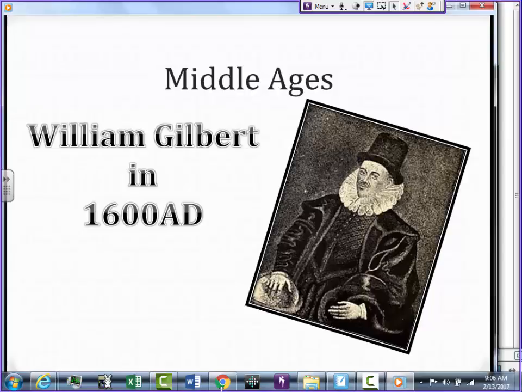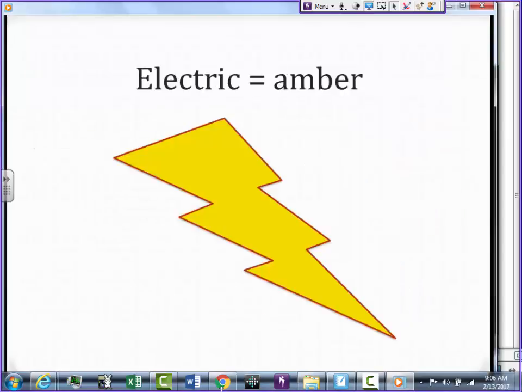He wanted to come up with a good scientific explanation for these ancient discoveries. He was actually the first person to use the word electric, which is a variation of the Greek name for amber.